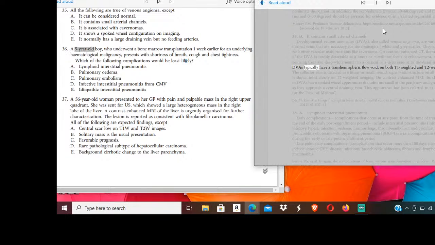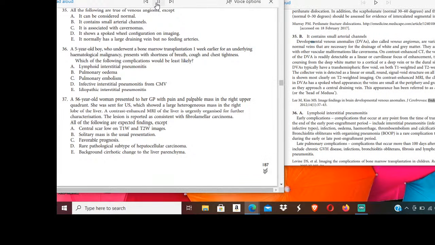On MRI, DVAs typically have a transhemispheric flow void on both T1 weighted and T2 weighted images. The collector vein is detected as a linear or small, round, signal void structure on all sequences and is shown most clearly on T2 weighted imaging. On contrast-enhanced MRI, the cluster of veins in DVAs has a spoke wheel appearance. The veins are small at the periphery and gradually enlarge as they approach a central draining vein. This appearance has been referred to as caput medusae, or the head of Medusa. Lee M, Kim MS. Imaging findings in brain developmental venous anomalies.